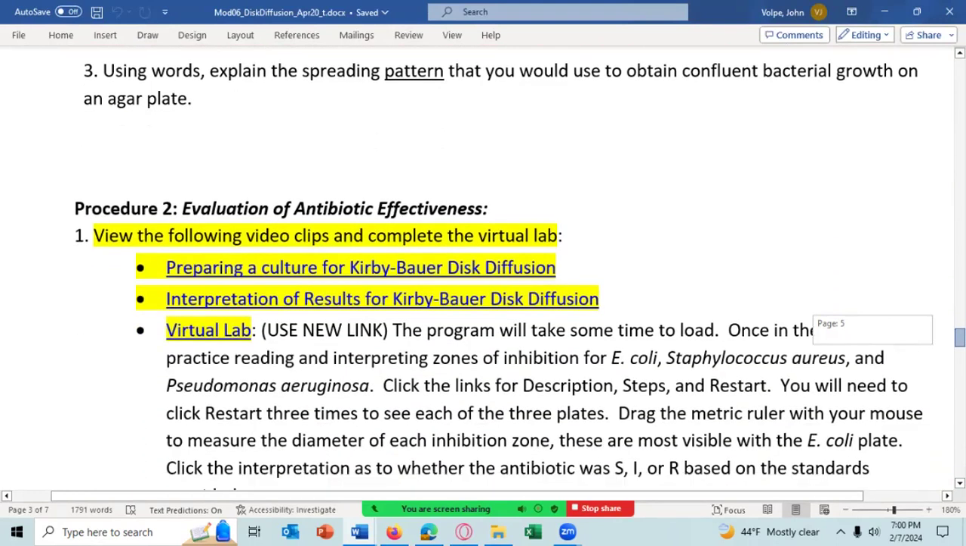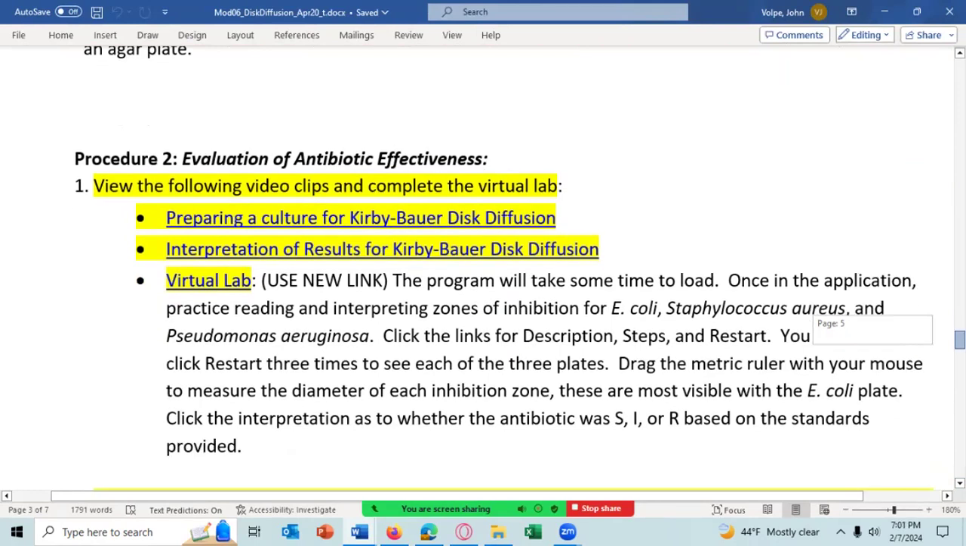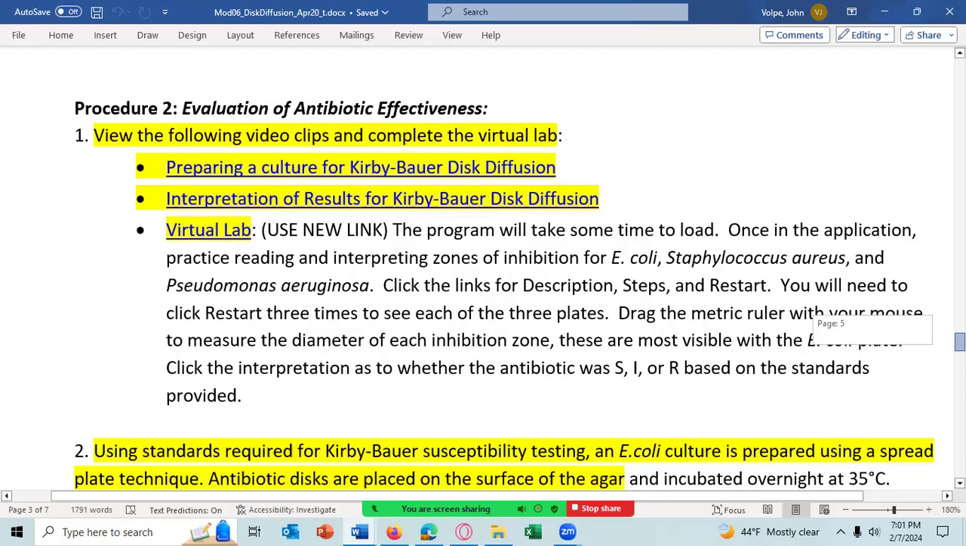All right, in procedure 2, you're going to be evaluating the antibiotic effectiveness. We have a video clip on preparing a culture for the Kirby-Bauer disc diffusion method, and then a video clip on the interpretation of the results for the Kirby-Bauer disc diffusion method.